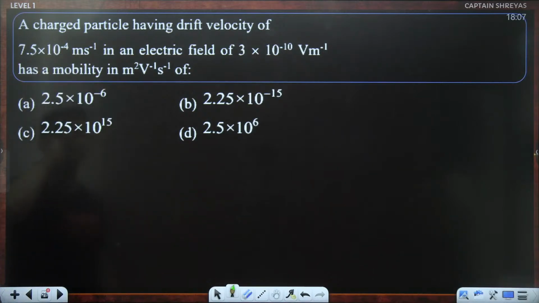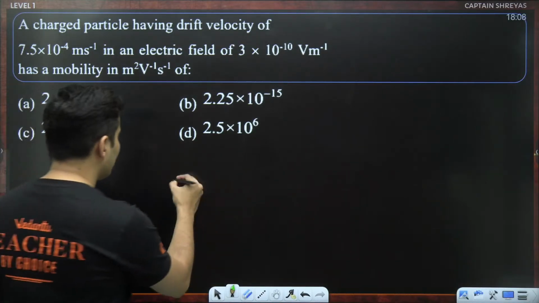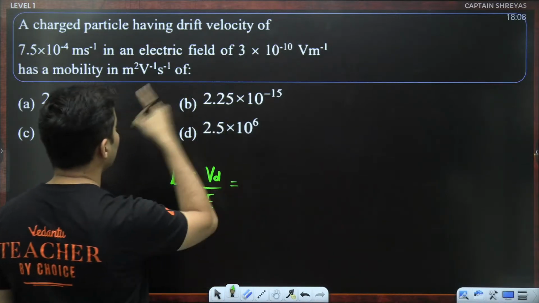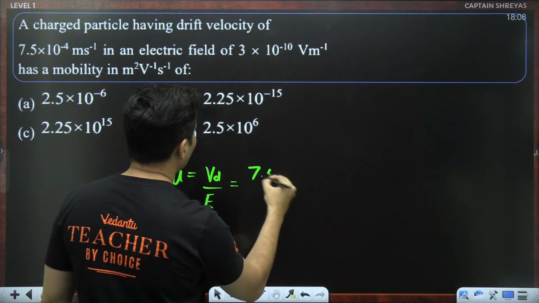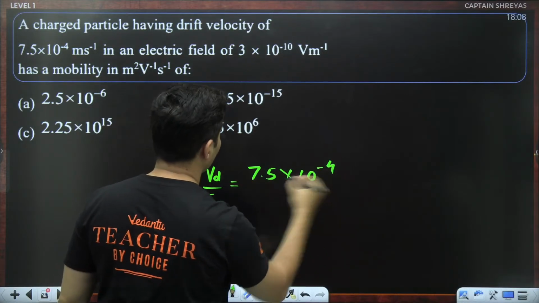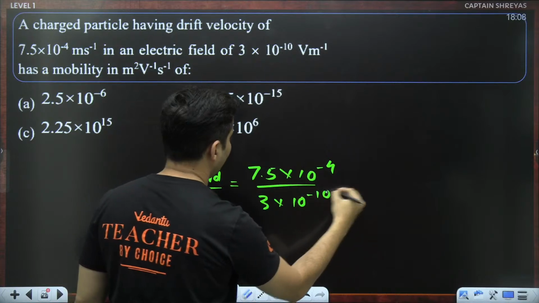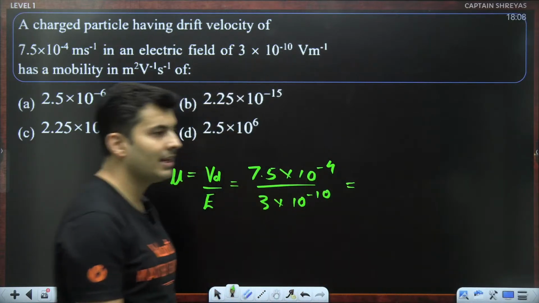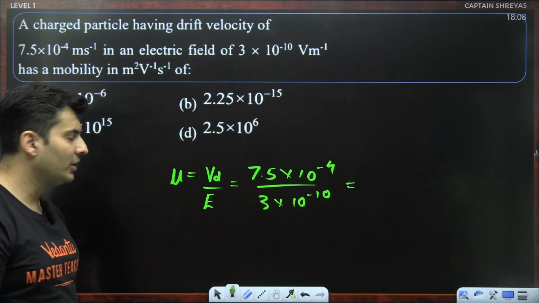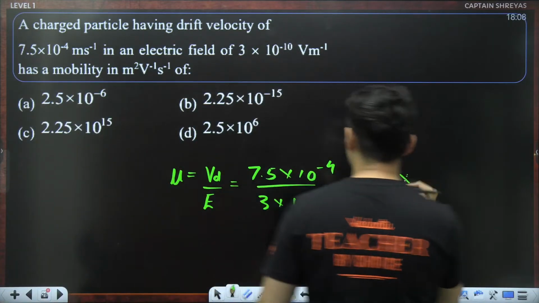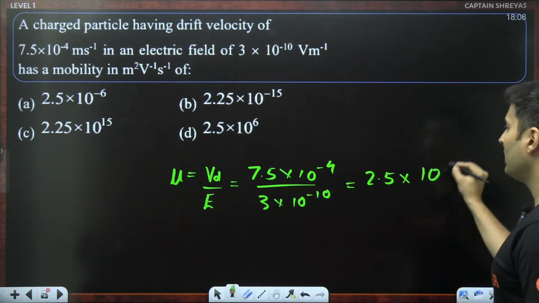Oops, I showed the answer by mistake. Just see this question. A charged particle having certain drift speed in a field of this much has a mobility of. Guys, what is the formula for mobility? I just told you it is drift speed per electric field. Drift speed is already mentioned as 7.5 into 10 to the power minus 4, upon the electric field, which is 3 into 10 to the power minus 10. 7.5 and 3, guys. Come on, what is the answer going to be? Yes, it's going to be 2.5, and this will become 10 to the power 6.